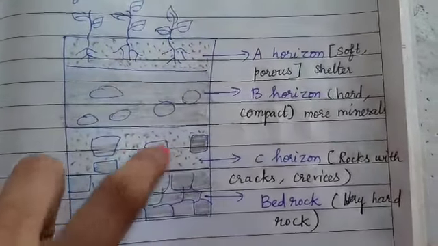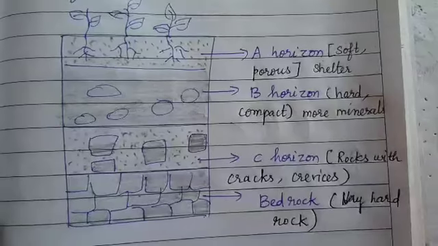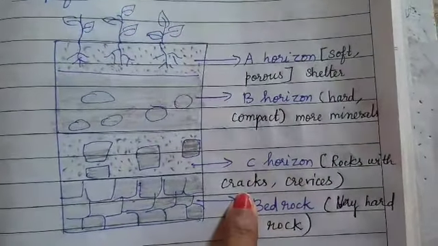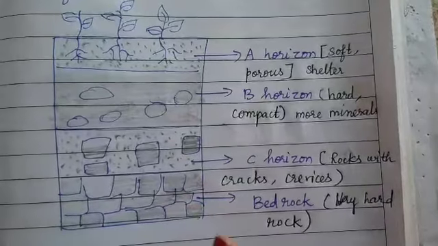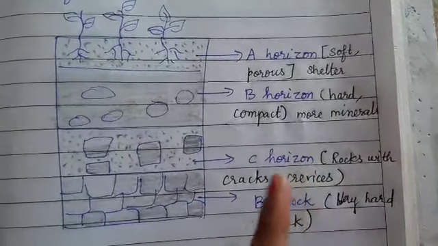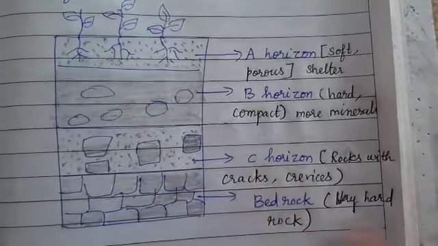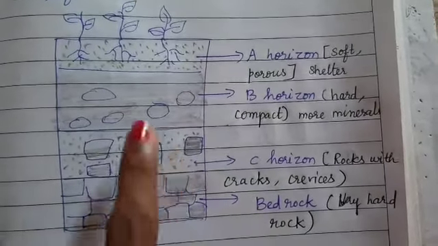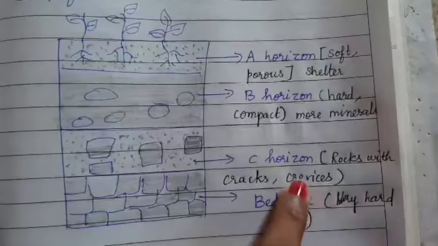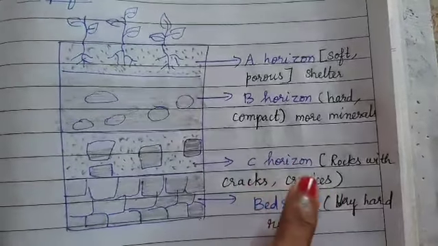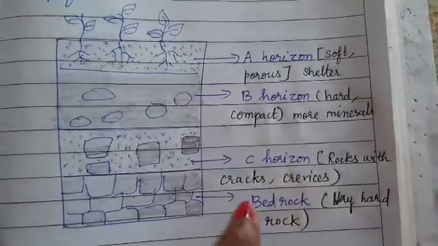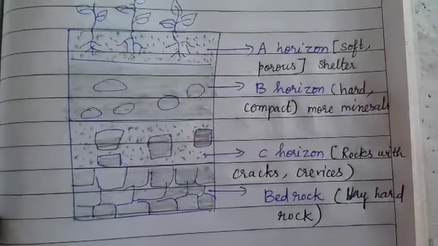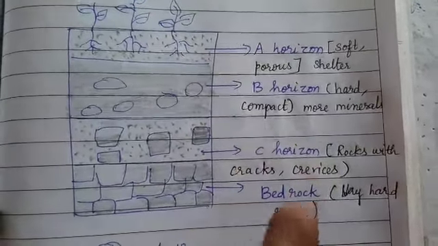In this layer, the rocks will be present with some cracks and crevices. Cracks means some breakages in the rocks. Crevices means also the same meaning as cracks. You could see some deep, narrow breakages in the rock bodies. That is what crevices are. Both are one and the same, but crevices are deep and narrow. So the rocks will be seen only in the third layer, that is the C horizon.